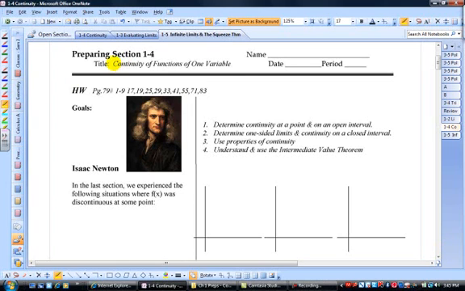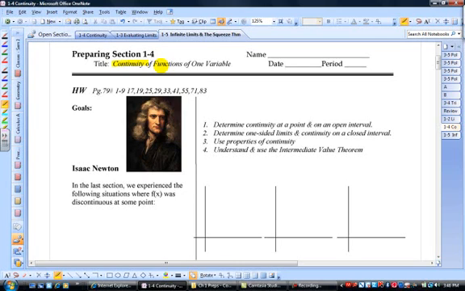And what we want to do, basically, in simple terms, is determine continuity at a point on an open interval. And to do that, we're going to be taking a close look at limits. We're going to evaluate functions at a point. We're going to be analyzing piecewise functions, and at the end we're going to also take a look at what's called the intermediate value theorem as well.